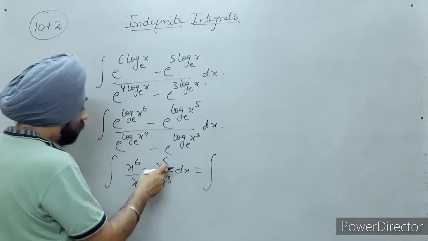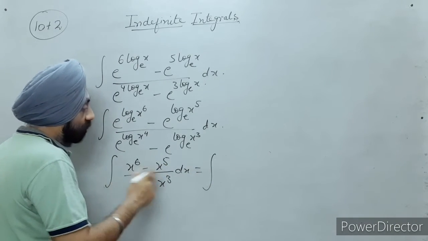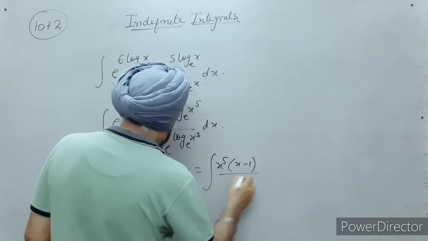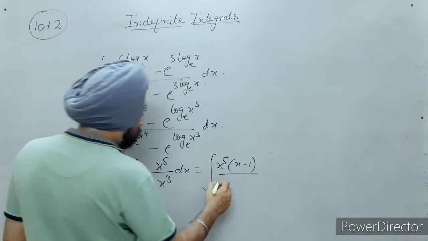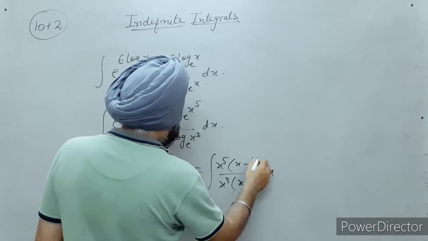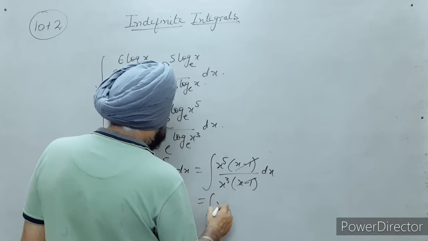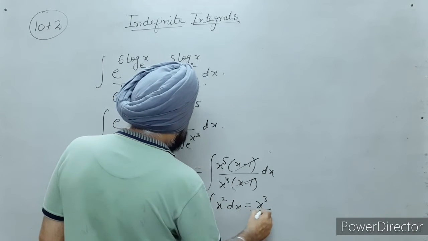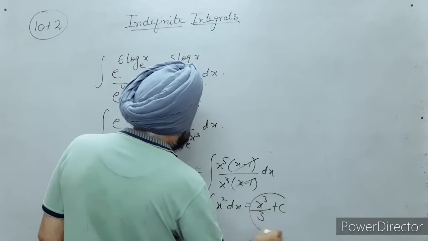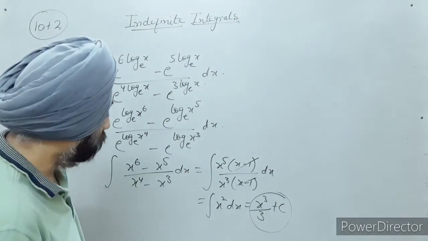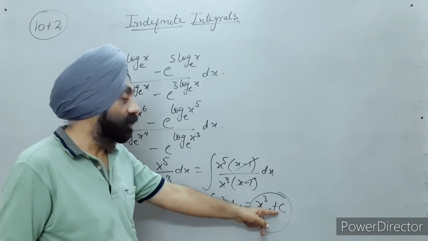Now what is happening? I can take out x to the power 5 common from here. I am left with x minus 1. I can take out x cube from here. It's x minus 1 dx. This cancels out. I get x squared dx. It is x cube by 3 plus c. This is the result which I get. This is the answer, x cube by 3 plus c.